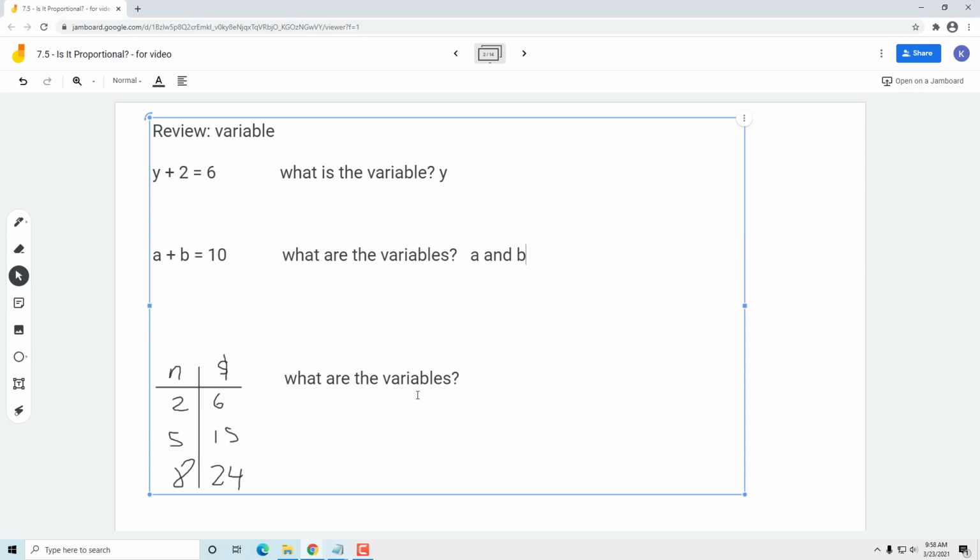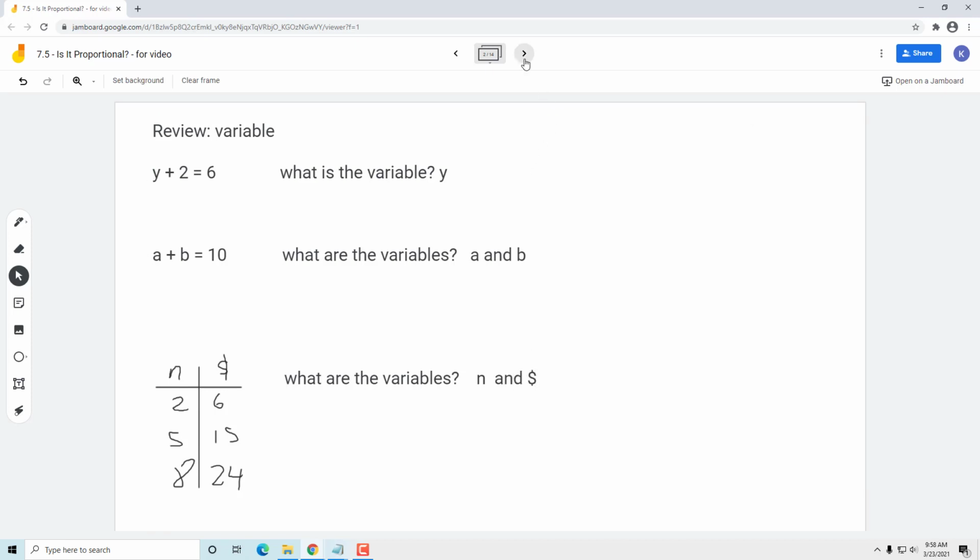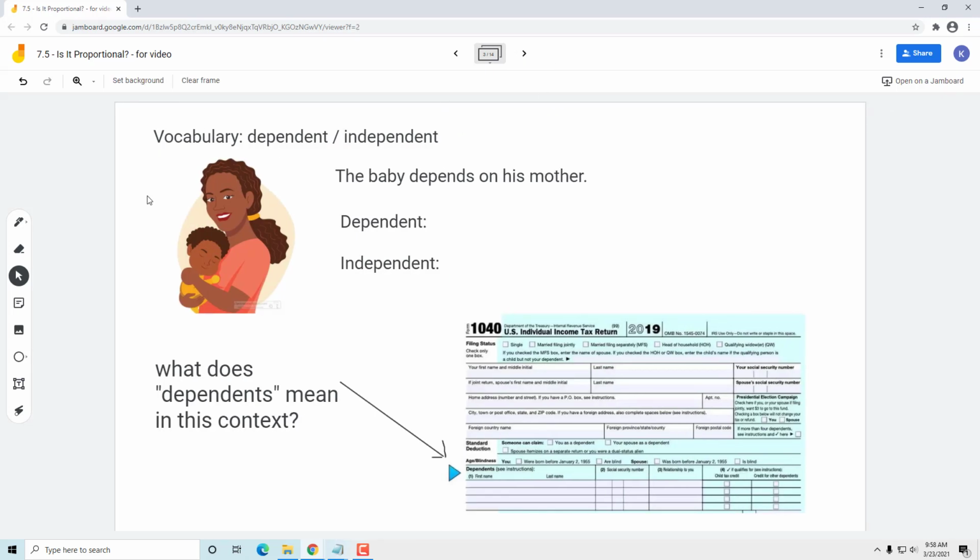If we have a ratio table like this, the variables will be n, probably how much you buy, and how much money you spend. Dependent, independent. We need to understand what those words mean.